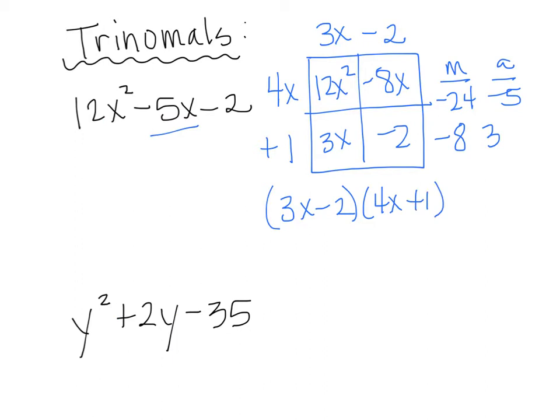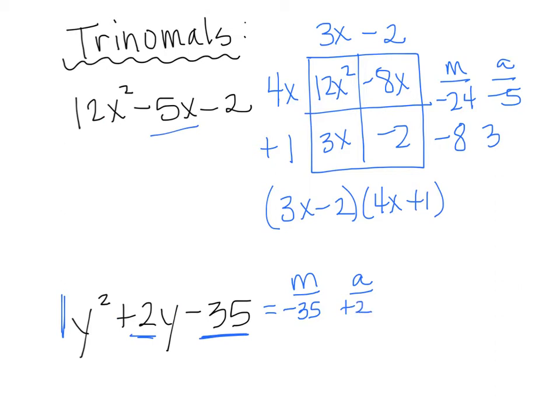Now let's look down here at your shortcut problem. Remember, you can use the shortcut as long as there's a 1 in front of that first term. And to use the shortcut, you basically go straight to the multiplies to, adds to chart. You skip the box completely. So what you say is you want it to multiply to the last guy, in this case negative 35, and you want it to add to the middle guy, in this case a positive 2.